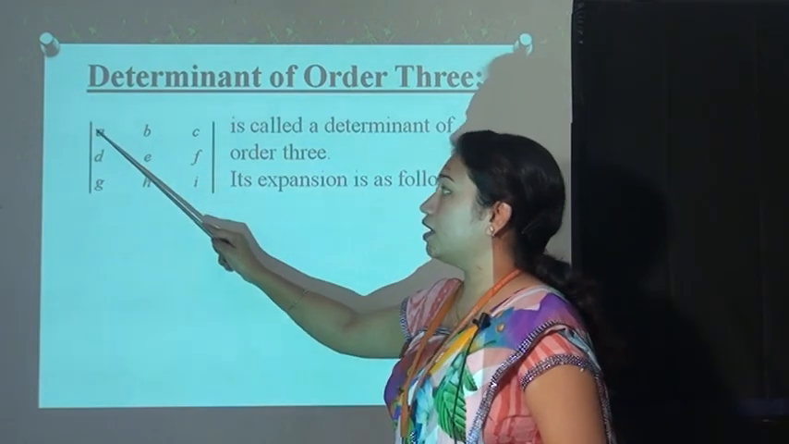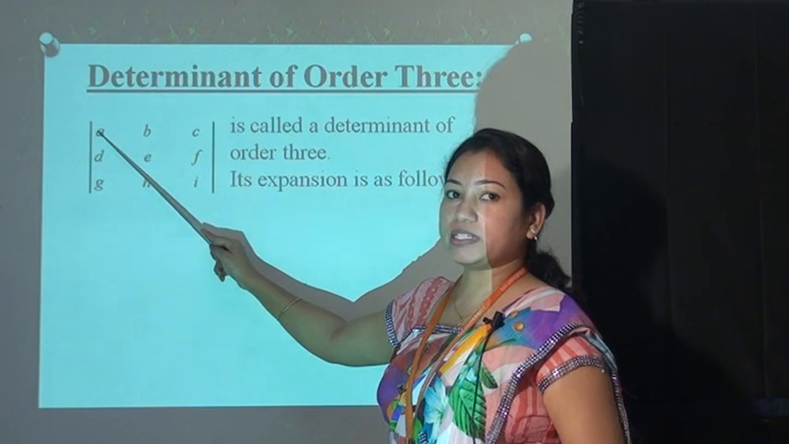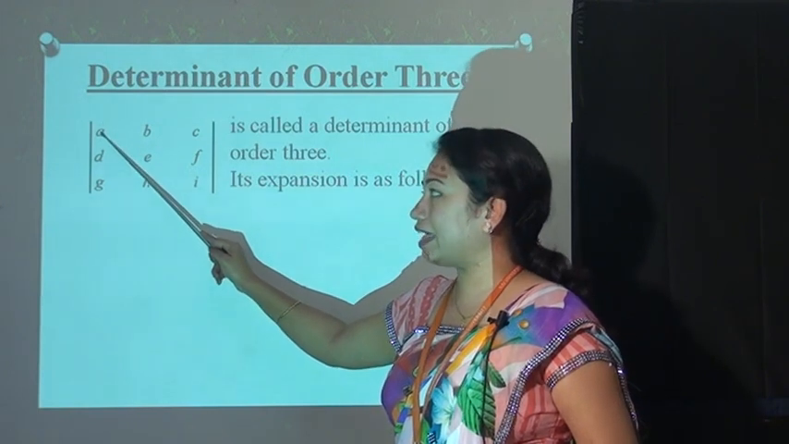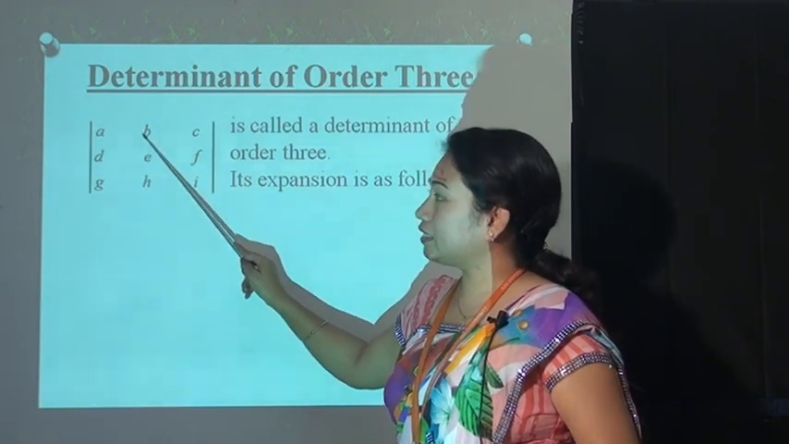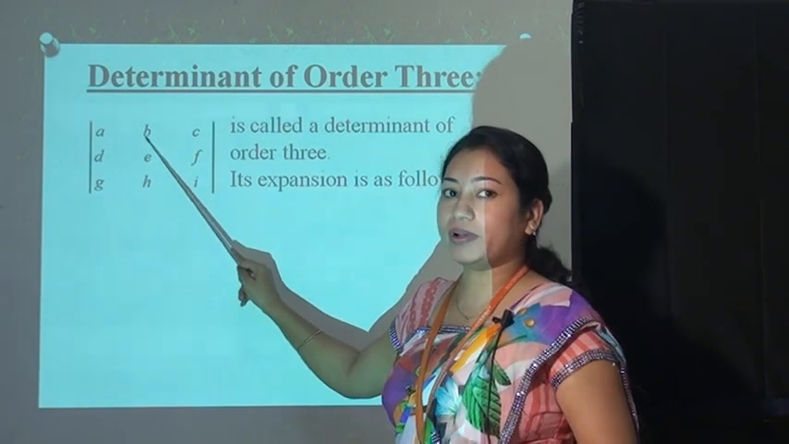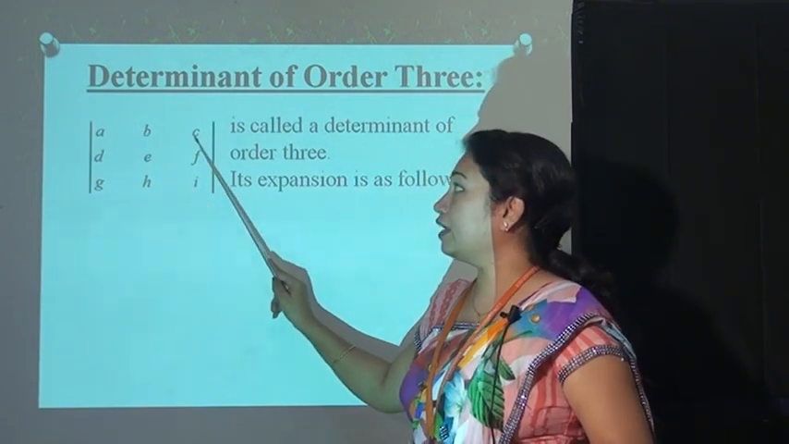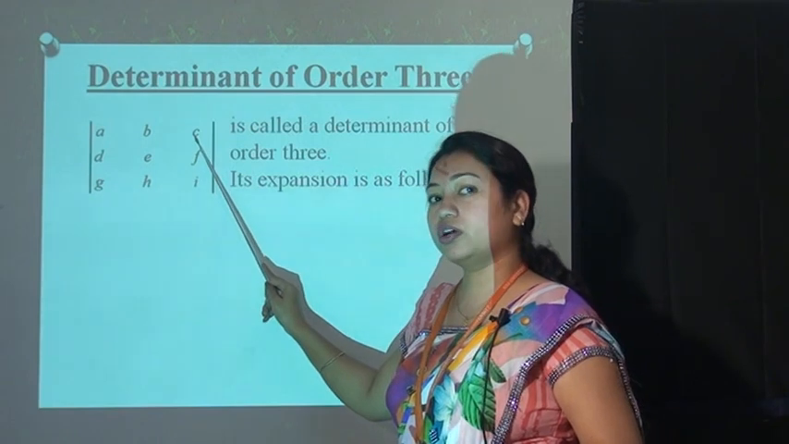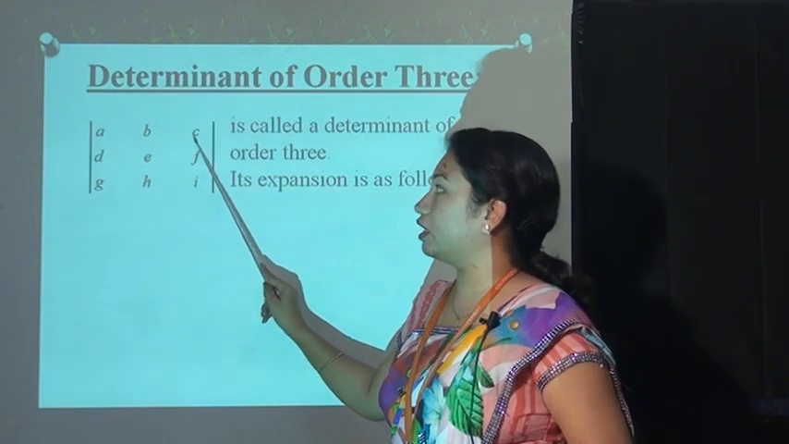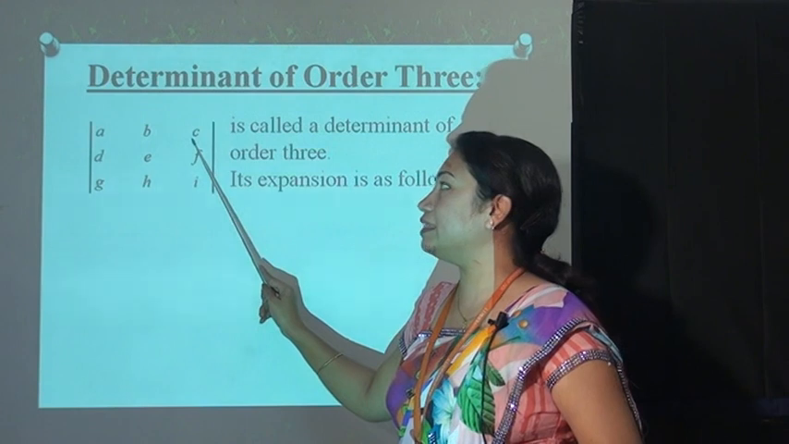See here, this one is first row, first column. So 1 plus 1 is equal to 2. So the symbol of this element is plus. Yes, you can see that first row, second column, so 1 plus 2 is 3, and the symbol is minus. Here this one is in first row, third column. So 1 plus 3 is 4. Even number means the sign is plus.